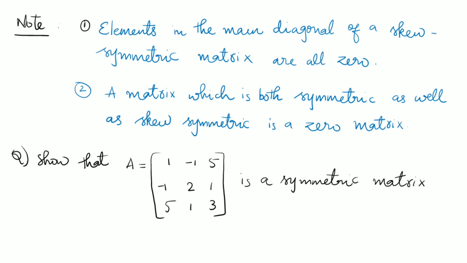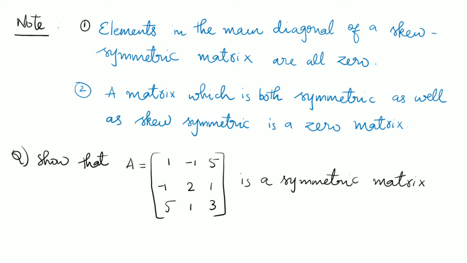Next, you are having a small note. It says that elements in the main diagonal of a skew symmetric matrix are all 0. You know what is a main diagonal? I have taught you about main diagonal. So in skew symmetric matrix, main diagonal elements all will be 0.